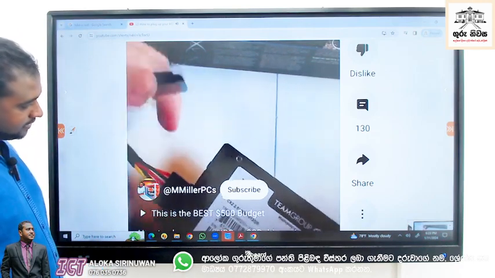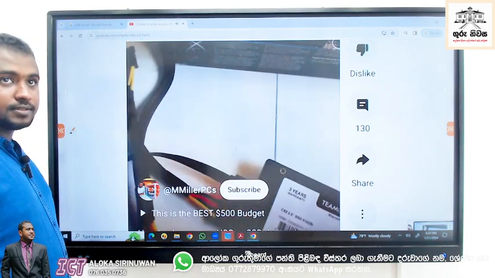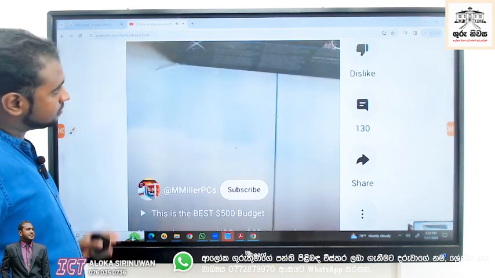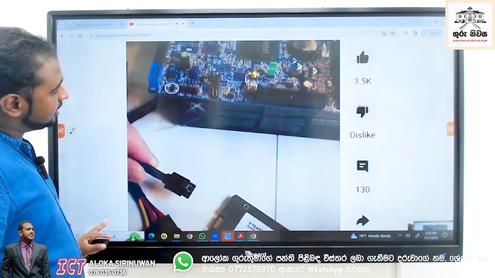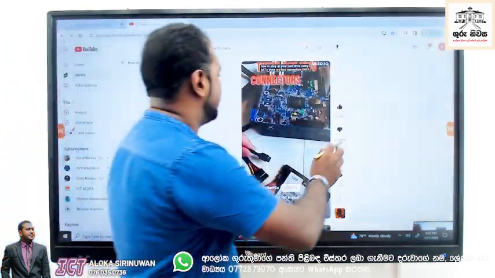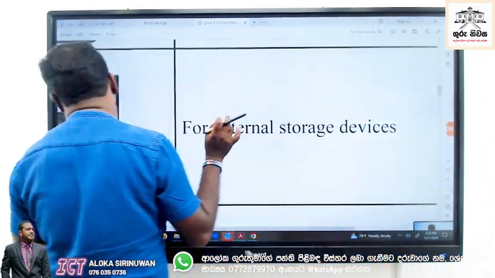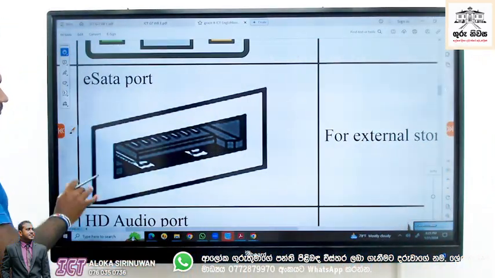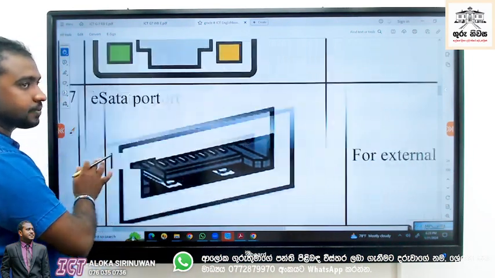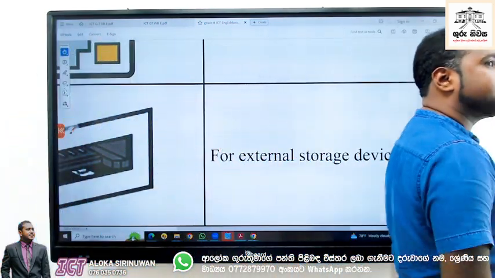Can you see? Yes, like this. There's a flat port. Those are known as the eSATA port. Right underneath the eSATA port, this port.